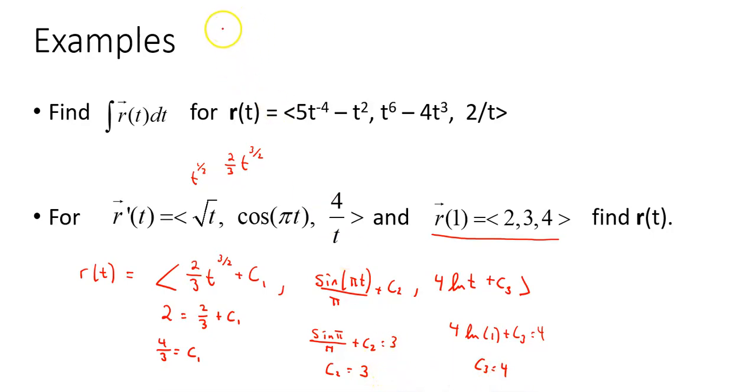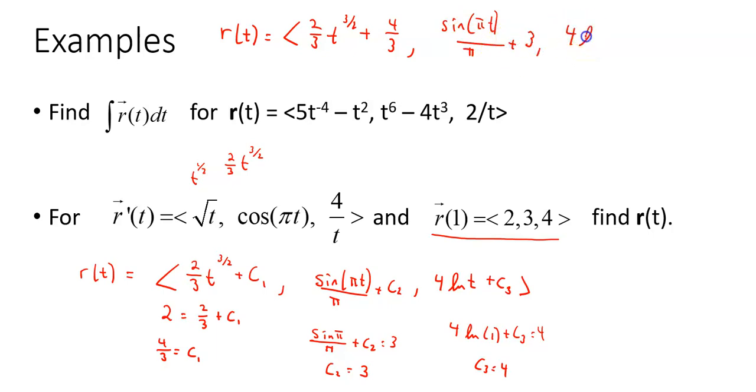All right, so what's my answer? I'm going to put my answer up at the top here. R of t equals 2/3 t to the 3/2 power plus 4/3, right? That's my first component. My second component is going to be the sine of pi t over pi plus 3. And then my third component is going to be 4 natural log of t plus 4. And I really should put the t in absolute value brackets. All right, so that's what I get.